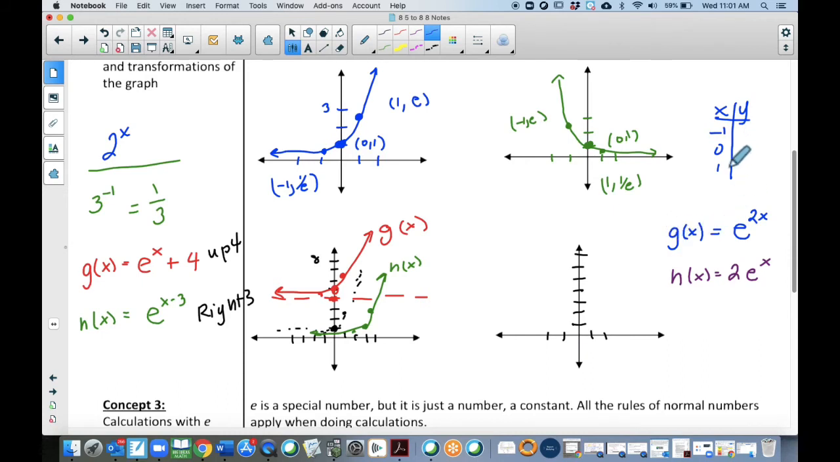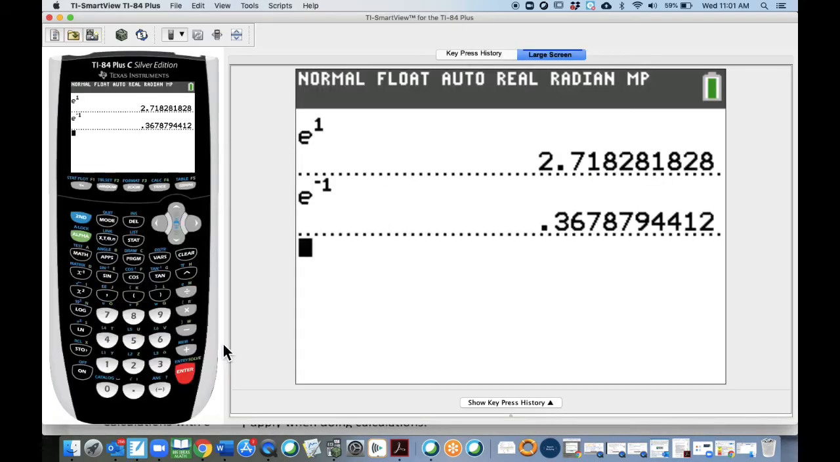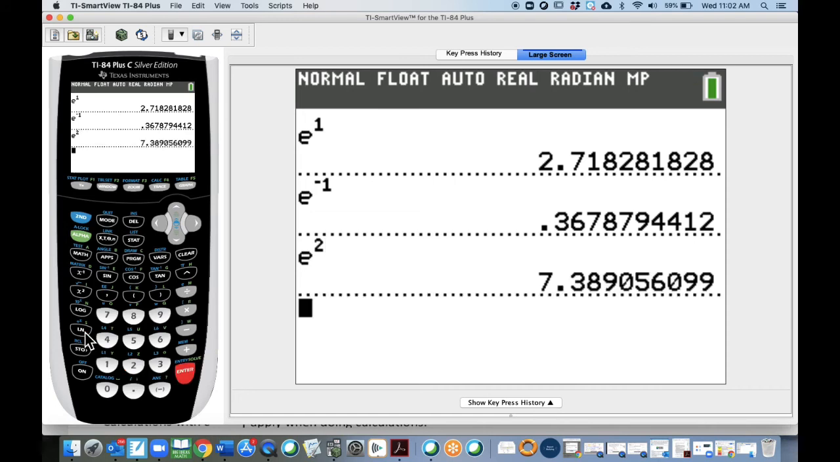To graph this, we could think about a table of values. We can make a table of values, or you can think about a table of values in your head, whatever. Let's start with a 0. If we plugged in a 0 here, 2 times 0 is 0. Anything to the 0 power is 1. So this graph is still going to start at (0, 1). But then, if I plug in a 1, it's e to the second, so that's 2.718 times 2.718. I'm going to go to my calculator and see what e to the second is. I'm going to type in e to the second, and it's 7.389.